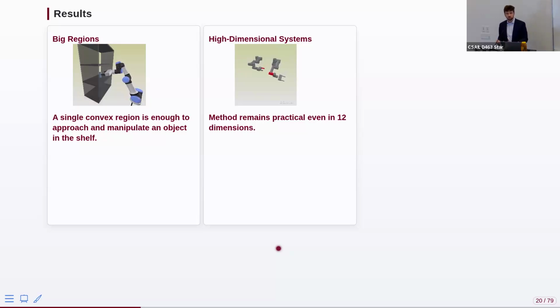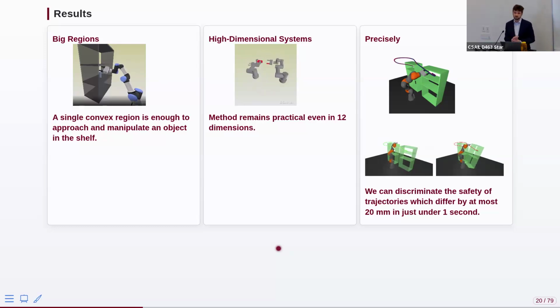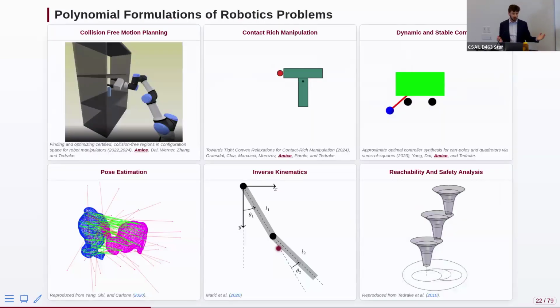And finally, when you restrict the method to just certifying collision, certifying just a trajectory, the method is extremely fast. You can actually check collisions really practically in less than a second for really complicated motion plans. And the method is also precise enough to discriminate the safety of the two trajectories I showed you at the beginning, which only differ by 20 millimeters. So that, I'm hoping, convinces you that going from a problem description to a polynomial model can be quite powerful. And this is something that has been done in a ton of other work.